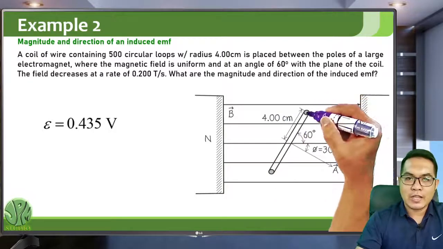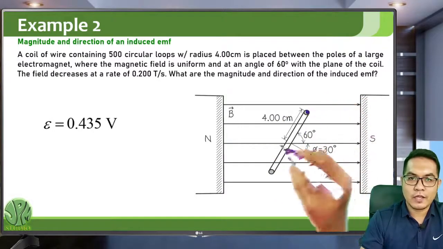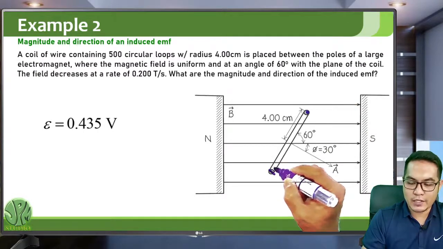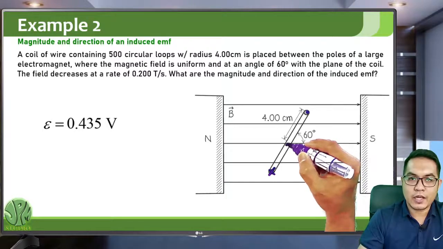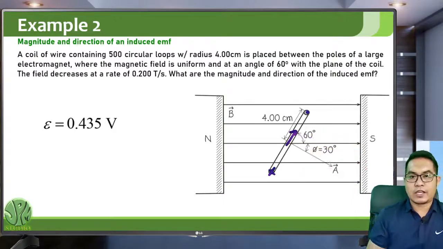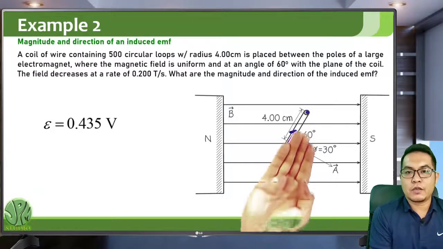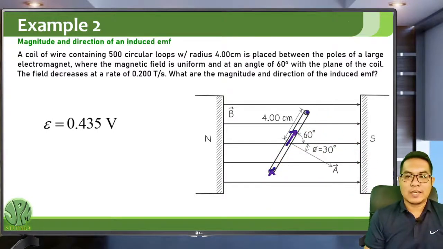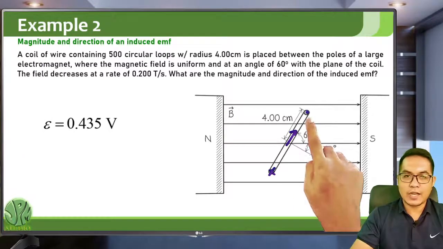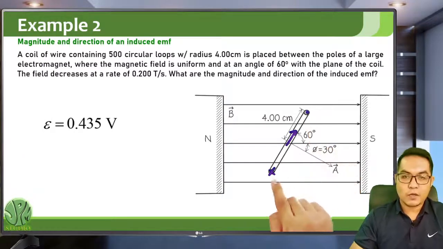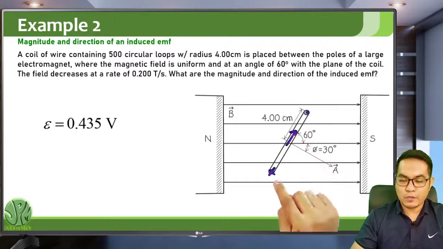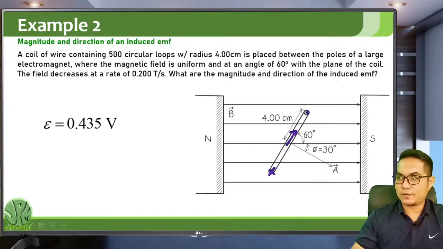Meaning, at this point, the current is out of the page. So it's a dot. And at this point, the current is into the page. So it's an X. And at this point, the current is upward. The current is into the page, goes up, and then out of the page. So that is the direction of the current and the induced EMF. Again, a dot means out of the page, a cross means into the page.